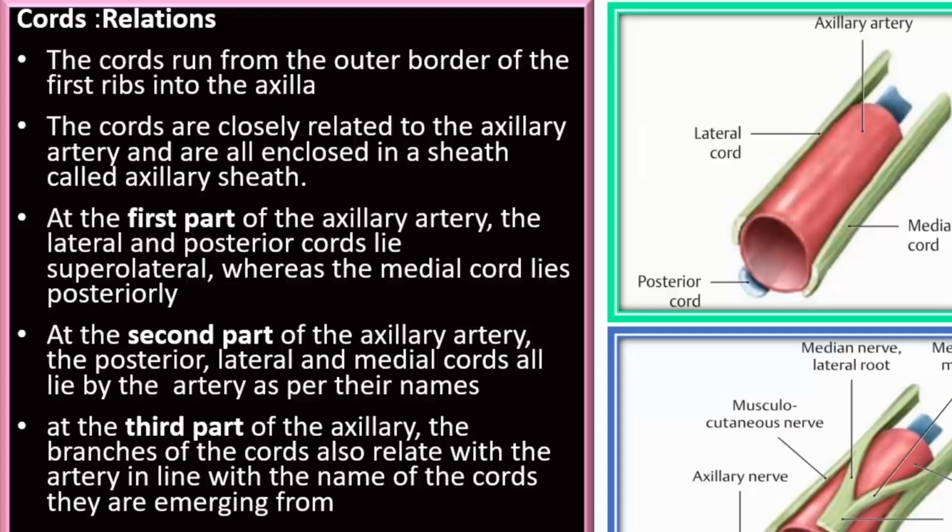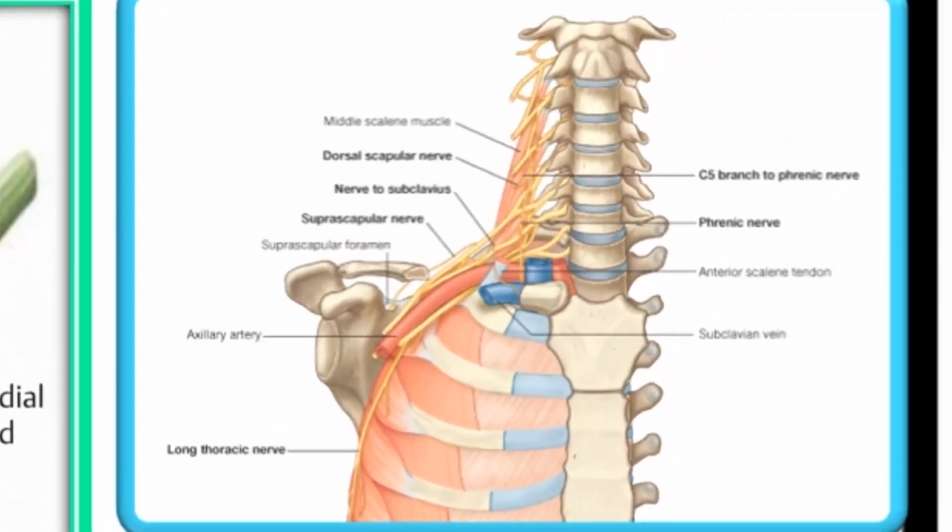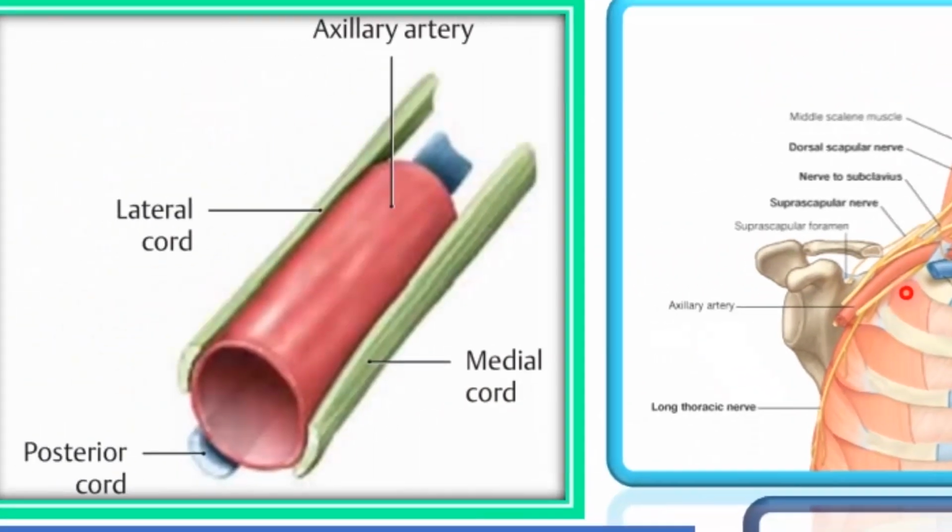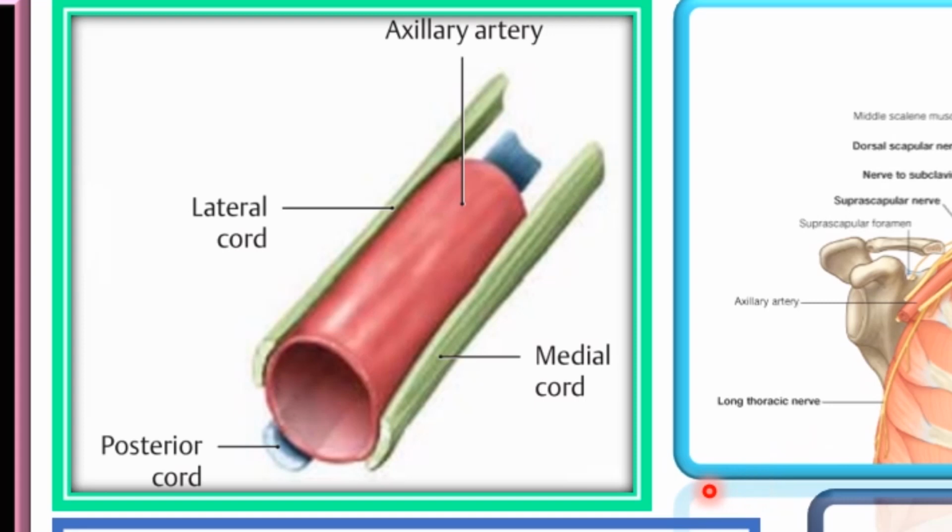The axillary artery has 3 parts, the first part, the second part, and the third part. Now, let us see how the cords of the brachial plexus are related to these 3 parts of the axillary artery. First, the first part of the axillary artery. In this first part, we'll be seeing the lateral cord and posterior cord lying superolateral, while the medial cord will be lying posteriorly. Now, in the second part, let's look at this diagram.